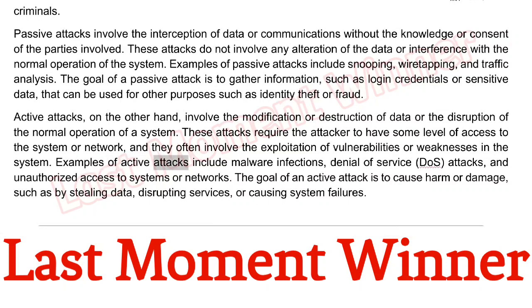Examples of active attacks include malware infections, denial of service (DoS) attacks, and unauthorized access to systems or networks. The goal of an active attack is to cause harm or damage, such as by stealing data, disrupting services, or causing system failures.